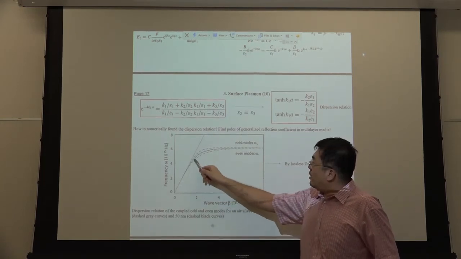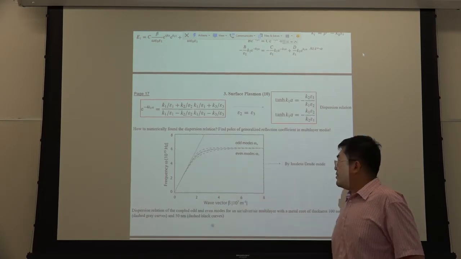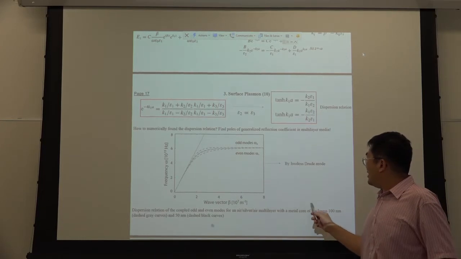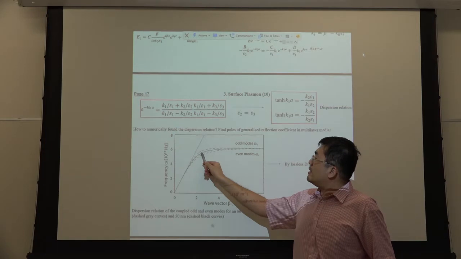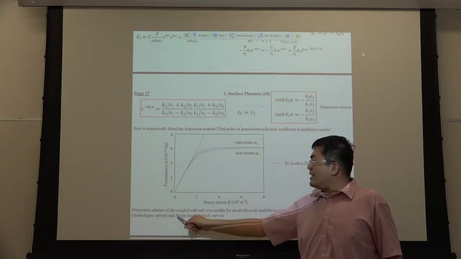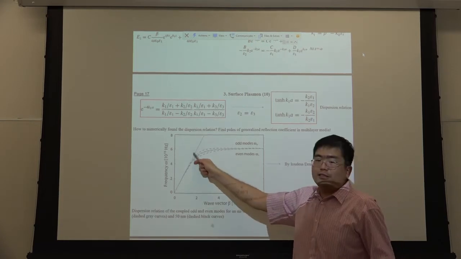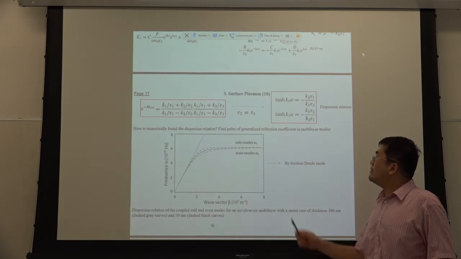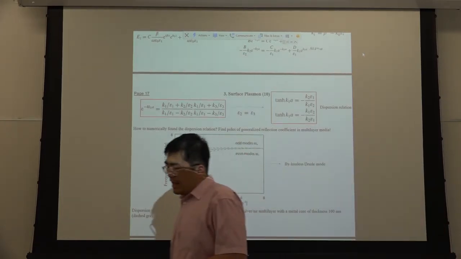In the middle is the original dispersion relation. When the metal core layer is 100 nanometer, you can see they overlap each other in the middle region. But at 50 nanometer, they are thinner, so they can couple and split. It's called odd and even mode. This is solved by the loss-less Drude model. It's not accurate.